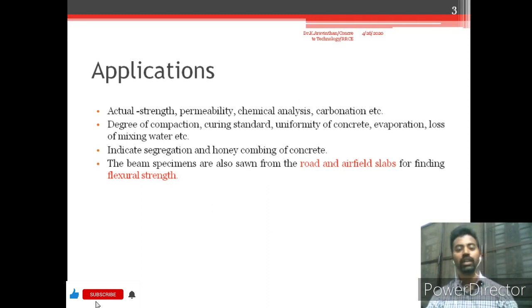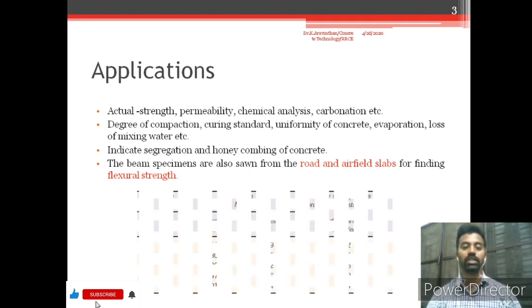Here the honeycombing and segregation during compaction can also be identified by this test. For large pavements, you can identify the tensile force taken by the pavement by using the core test.